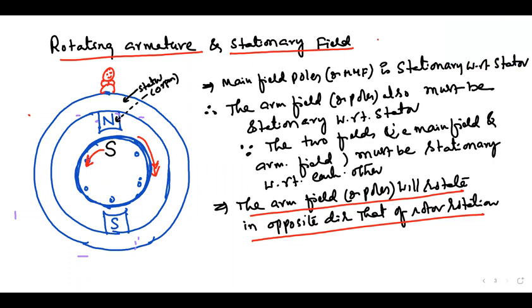So, sir, in generating stations, it is a fixed armature. Yes, definitely. Unless otherwise mentioned, you need to take the alternator as stationary armature only. This rotating type is very rare.